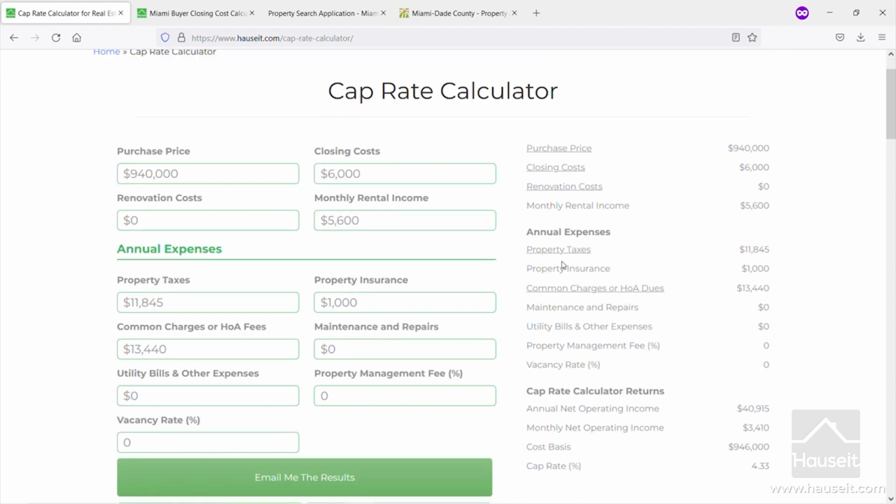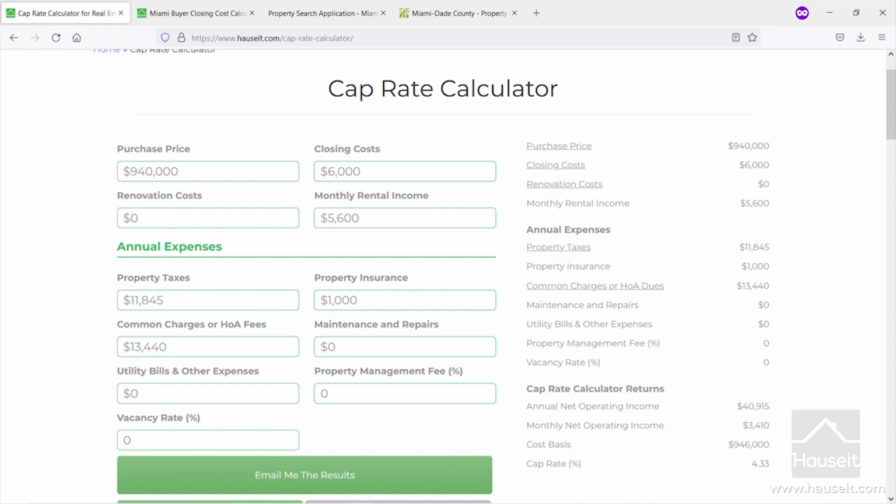So in this case, you are looking at an annual net operating income of roughly $41,000. Your monthly net is $3,400, and divided by your cost basis, you're looking at a 4.33% cap rate.